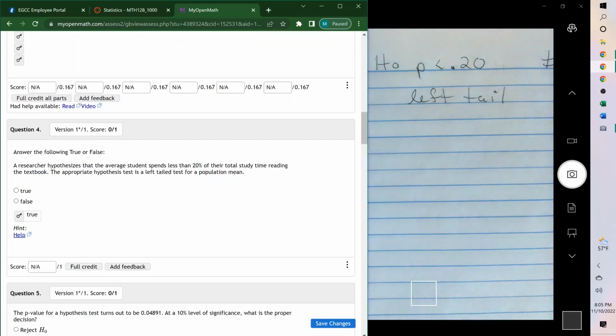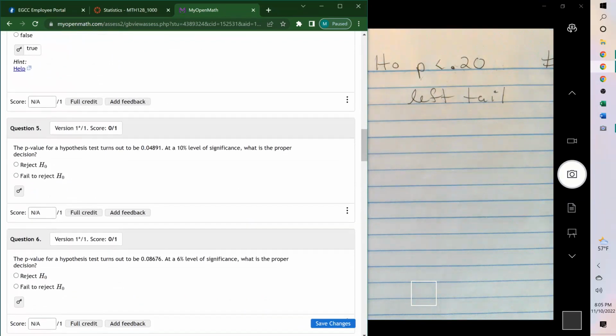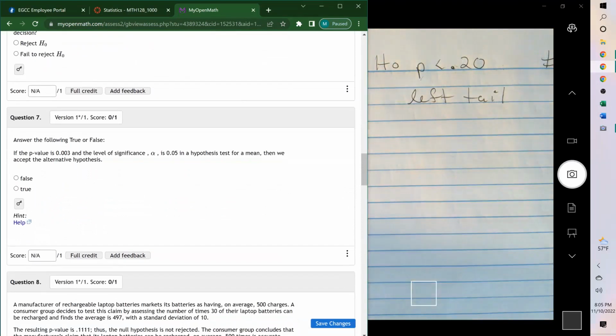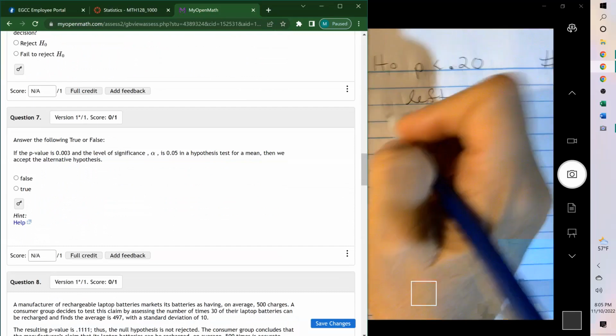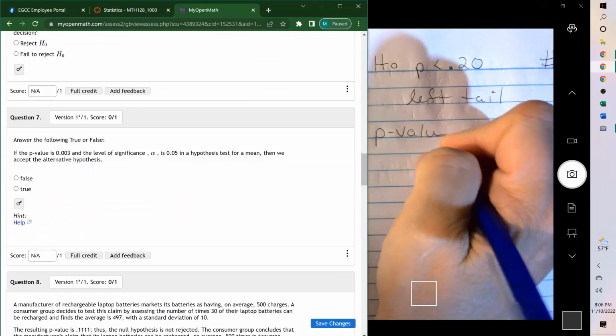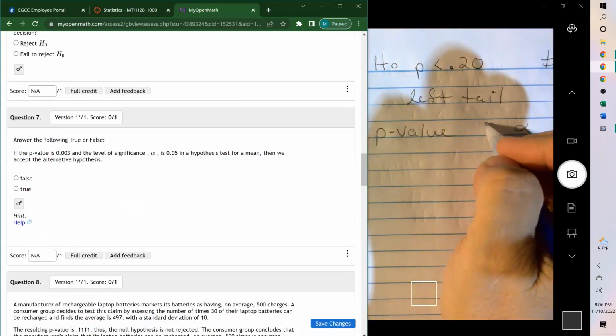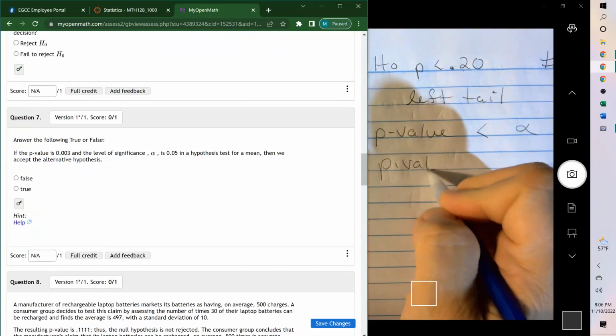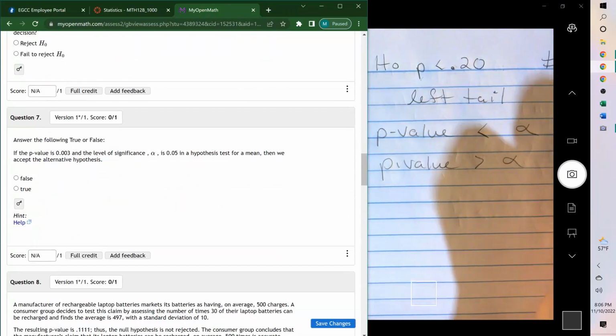Let's try another one. If the p-value is 0.003 and the level of significance is 0.05, in a hypothesis test for a mean, then we accept the alternative. What you want to look at is your p-value and alpha. If it's less than, we reject. If the p-value is greater than, we do not reject.